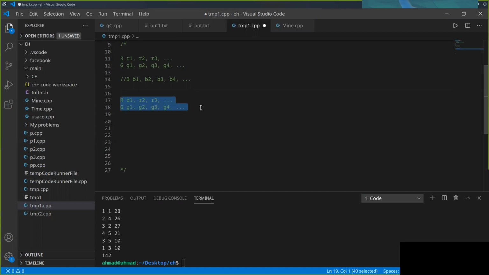First element from both. Sorry, what did you say? The first element from both R and G will give the maximum because we already sorted, right? So you're saying if it's sorted, getting the smallest with the smallest until the greatest with the greatest? Yeah. Assuming that the sorting is in reverse order, that is descending.